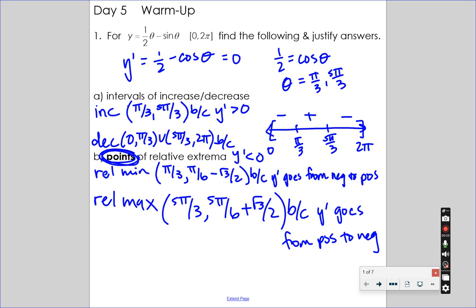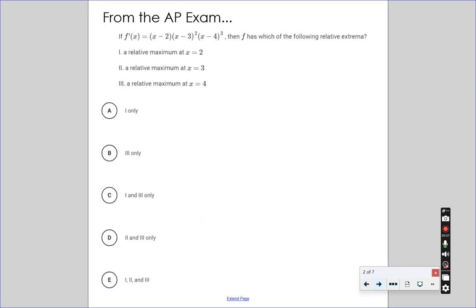We have a multiple choice question to answer real quick. All right, they gave us the derivative. It says f prime of x equals, and it's already nicely factored. So we can easily find our critical values. Let's make a sign line. What are the critical values? 2, 3, 4.